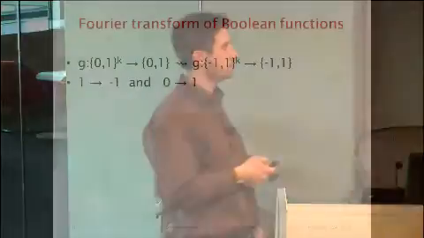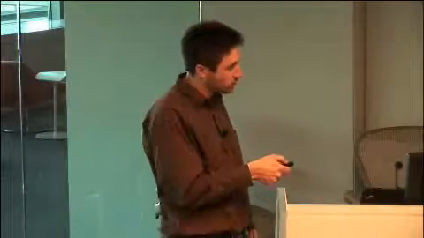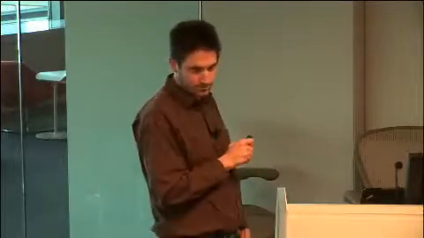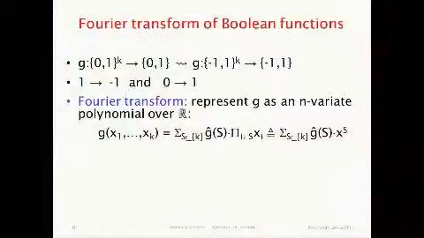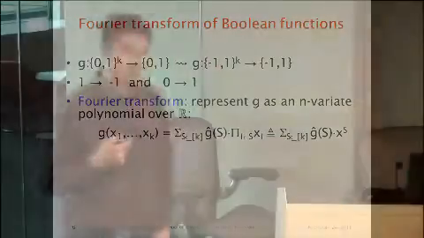Good. Okay, so these are symmetric Boolean functions. Let's define the Fourier transform. To define it, it's somewhat more convenient, instead of working with the 0-1 representation, to work with the -1, 1 representation. So we just identify 1 with -1 and 0 with 1. And the Fourier transform, as I said, is just a representation of the function as a polynomial over the reals.